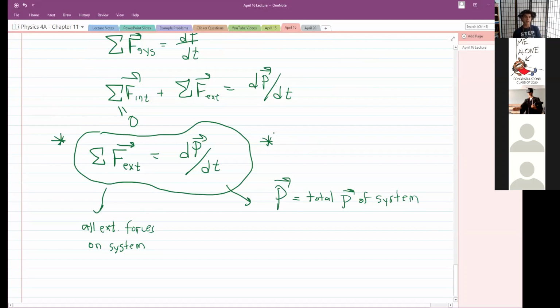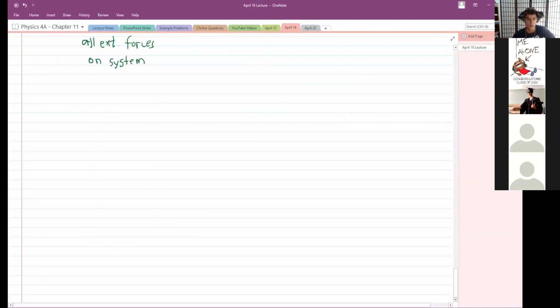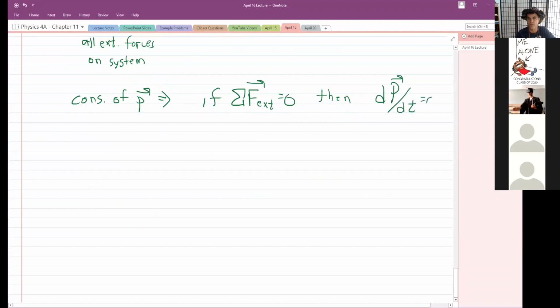And it's this. If this left-hand side, the sum of the external forces, is 0, then the right-hand side is 0, which means the change in momentum with respect to time of the system is 0. So conservation of momentum says the following. If the sum of the external forces on a system is 0, then the change in momentum of the system with respect to time is 0, which means my final momentum is equal to my initial momentum. And that's what conservation of momentum says.